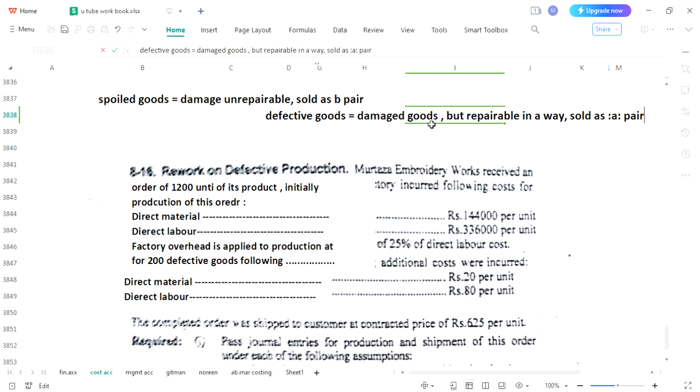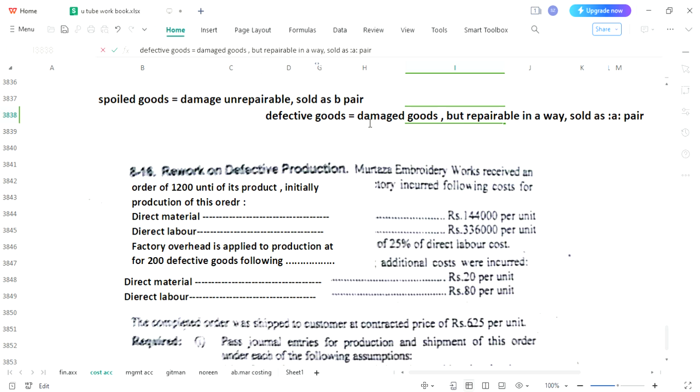Right now we are associated with defective production only, and spoiled goods will not be discussed. So you will have to keep in mind that in our question some of the manufactured units are damaged. We will repair them, we will apply our repair process upon those damaged goods, and ultimately they will be included in finished goods as A pairs.